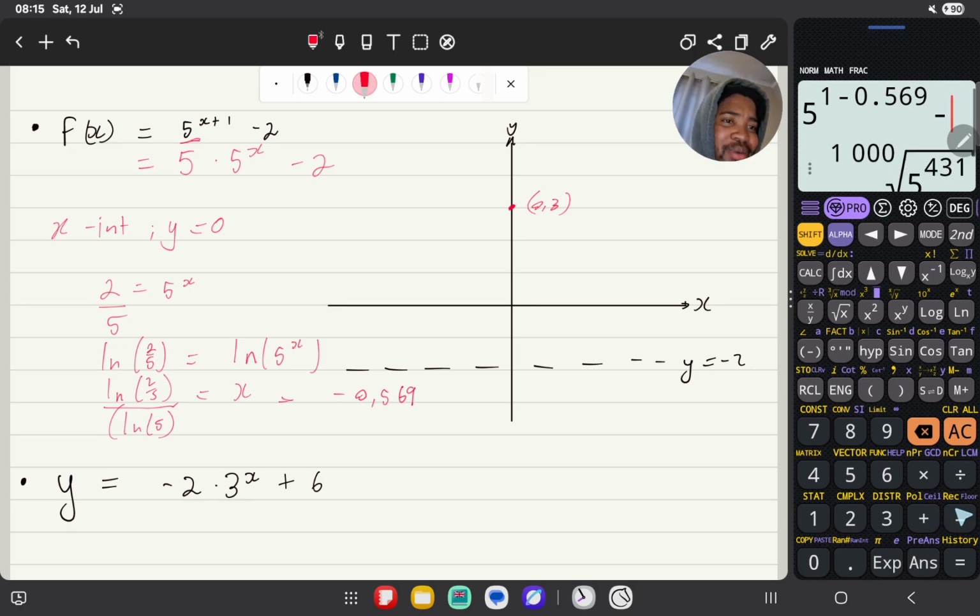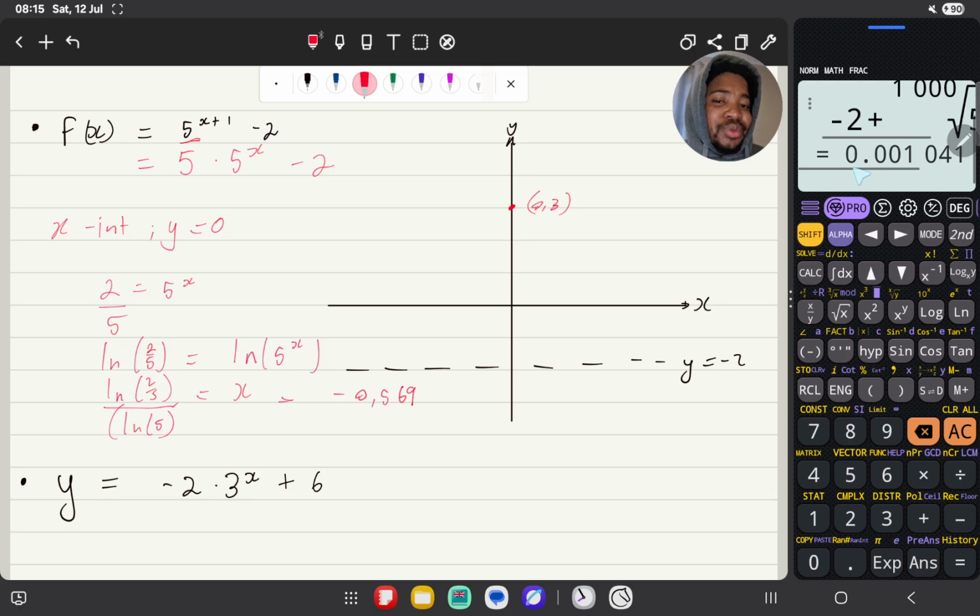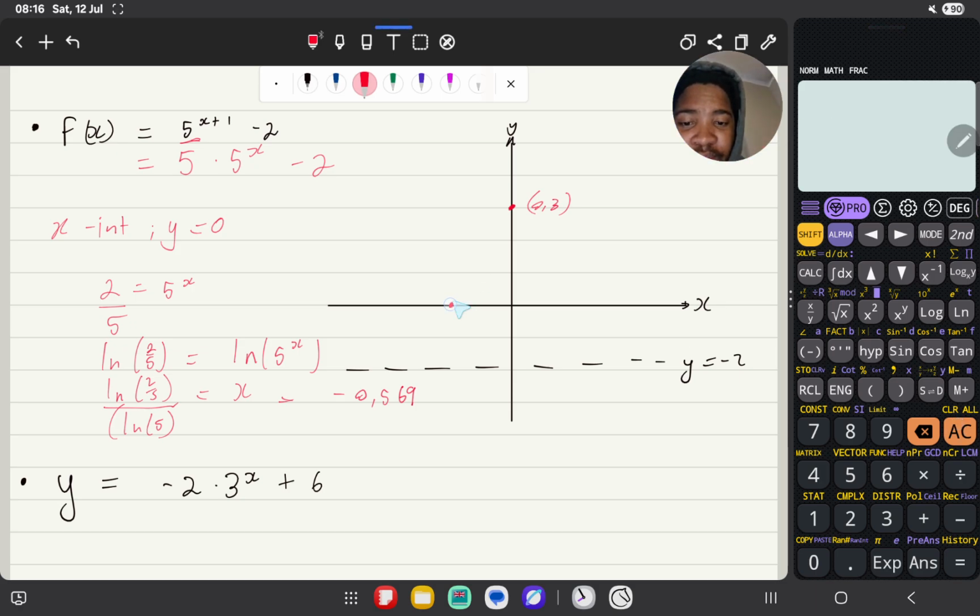So we are minusing 2, right? And you see we get 0.001, which when you round it to the nearest, you're going to get 0. Oh, beautiful. So here you have negative 0.569 and 0. And therefore your function is going to look something like this, right? It will go like that, and here something like this. Now this is it. Cool.